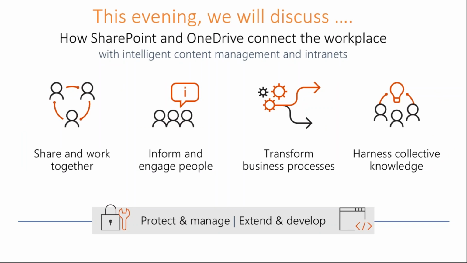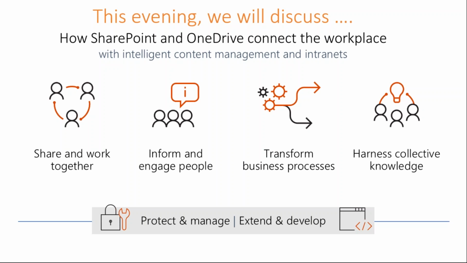This is basically our agenda for part two. So we are going to see how SharePoint and OneDrive connect the workplace with intelligent content management and intranets. So we are basically going to see the features in SharePoint and OneDrive under 6 different pillars. So the first pillar is going to be share and work together, wherein we are going to help you understand how OneDrive or the new features in SharePoint are going to help you to share and work together and collaborate effectively, right?